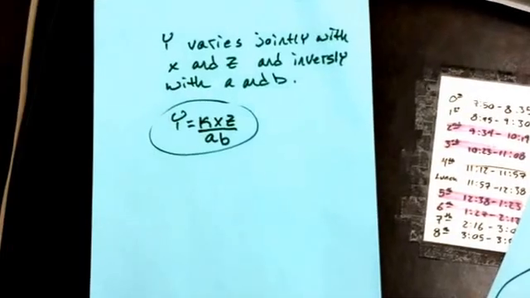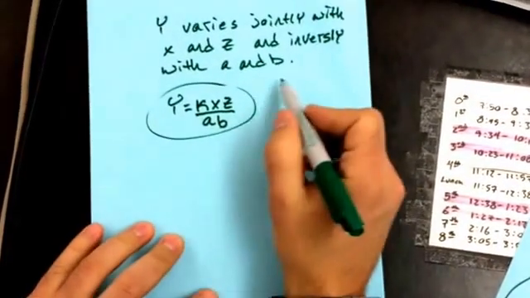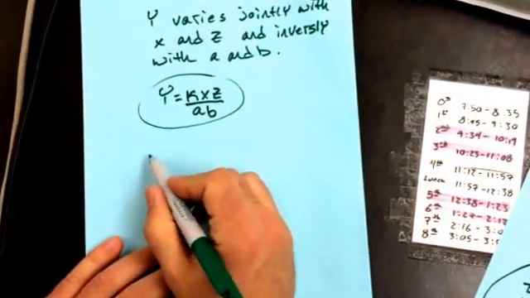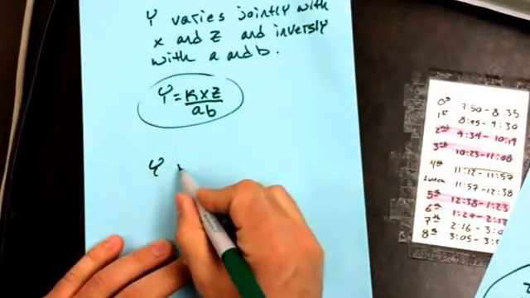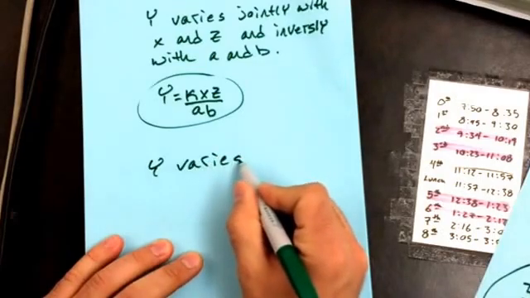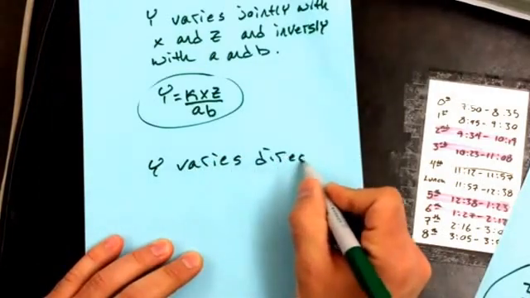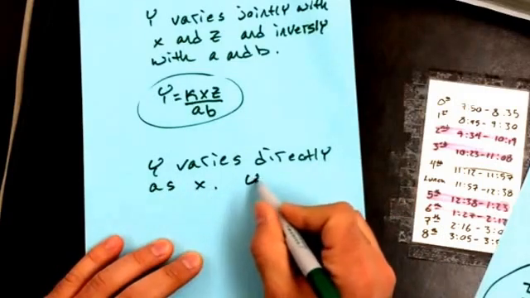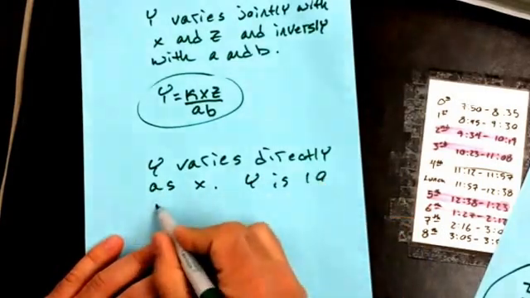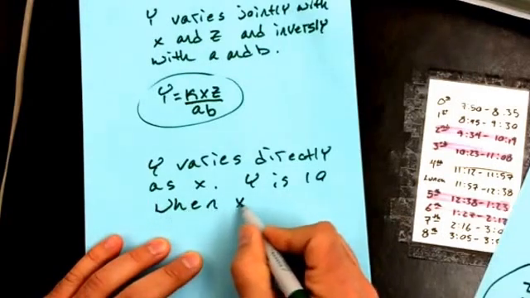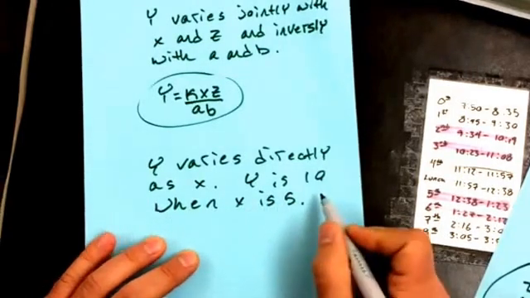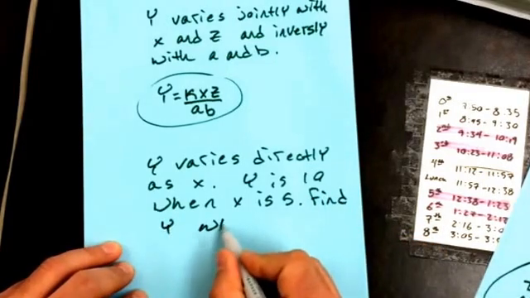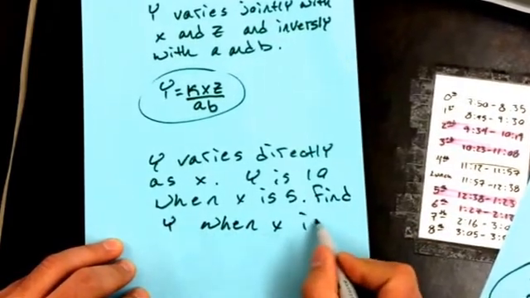The constant of variation is always the same. So like if I find out how much I make per hour, it's going to be the same every single time. So sometimes they'll say y varies directly with x. Y is 10 when x is 5. Find y when x is 7.